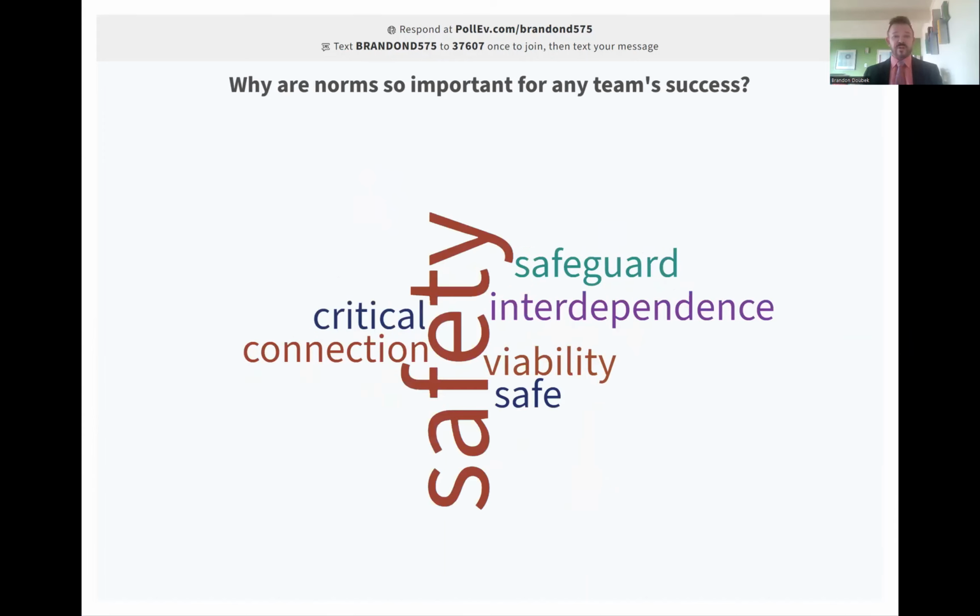Okay, so we have a lot of really great words here. We can see that safety is in the middle of all of this, and that is why it's so important that when teams get together, you can really look at those that are successful and not successful based on what kinds of norms they've generated.